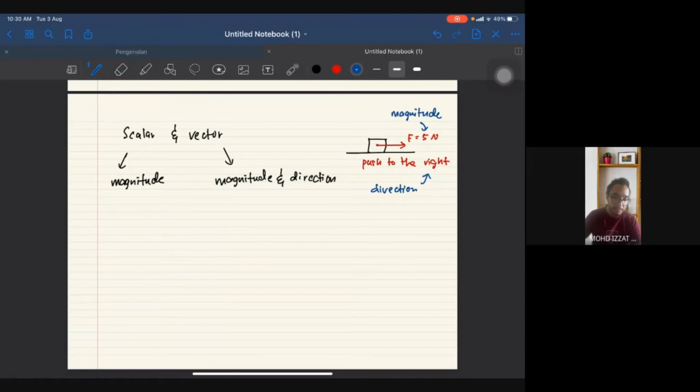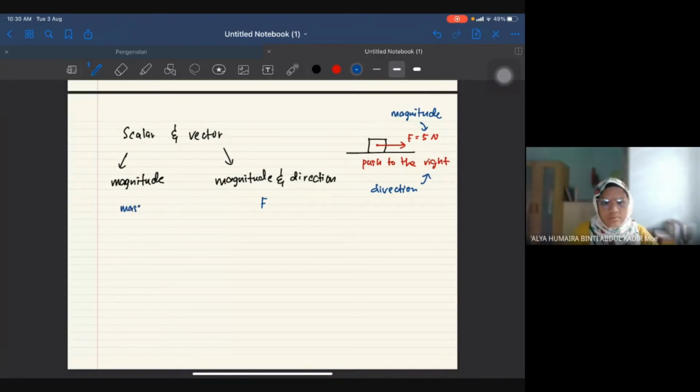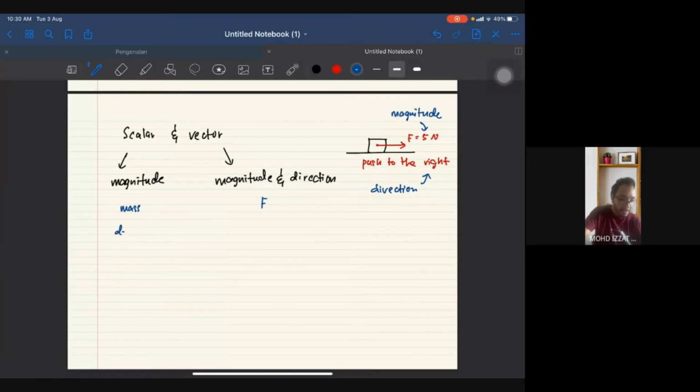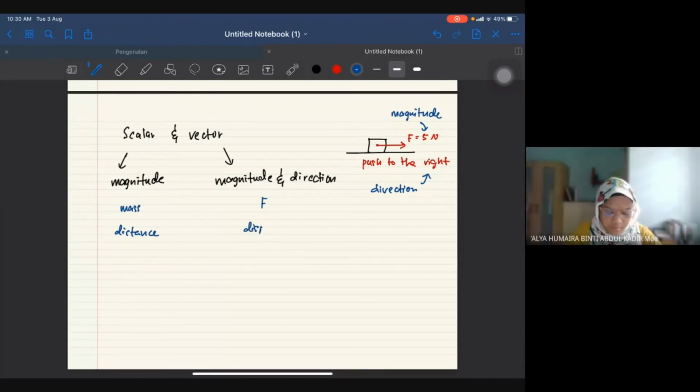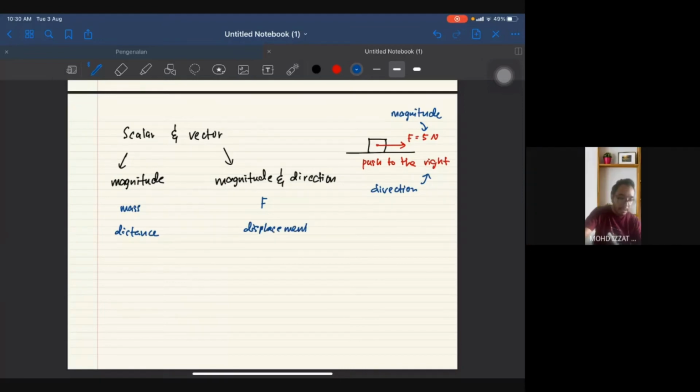Okay. So I give you one example already lah. So what is the example of scalar quantity? Mass. Distance. Yes. Okay. So kalau biasanya lah kalau orang cakap distance, partner dia apa? Displacement. Yes, displacement. So, okay, distance and displacement, you guys will learn about the definition in chapter 2. Nanti kamu belajar lah apa beza distance and displacement. But for now, distance is a scalar quantity, displacement is a vector quantity.